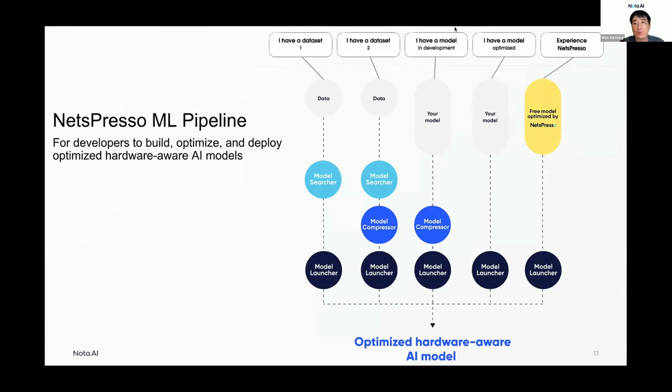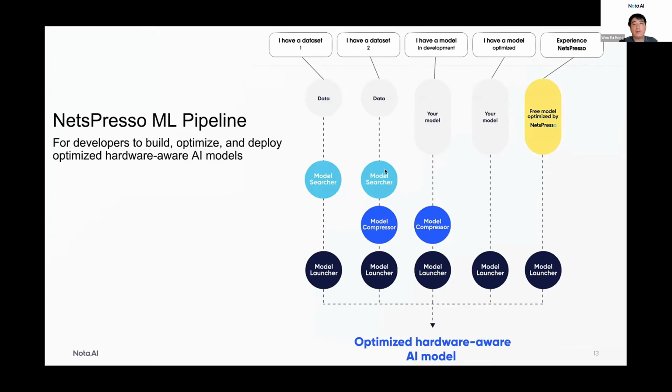So the model compressor is a top-down approach. And when I say model searcher is a bottom-up approach, the model searcher requires the user to upload their own data set. Once users have a data set, they upload it into the model searcher, and the model searcher searches for a small AI model from the data set. Once we have the pre-trained model from the model searcher, the model goes to the next step to be compressed by the model compressor.